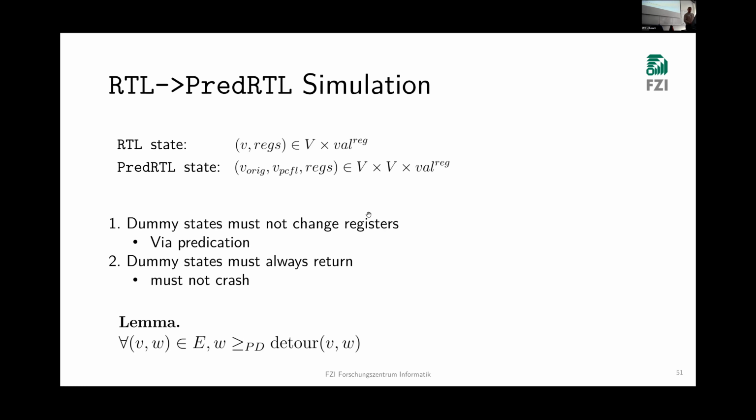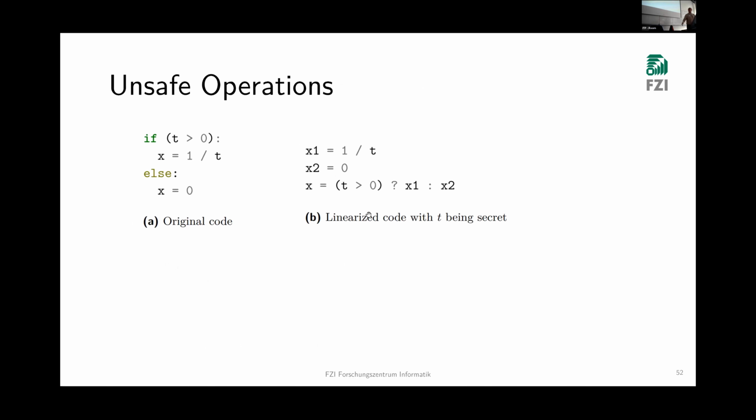So how could this happen? Consider the following program. Here we have the guarded division by 0. And in the transformed program, if t is equal to 0, then during this detour, we compute this division 1 divided by 0, and now our program crashes. And yeah, this is bad. What can we do against it?